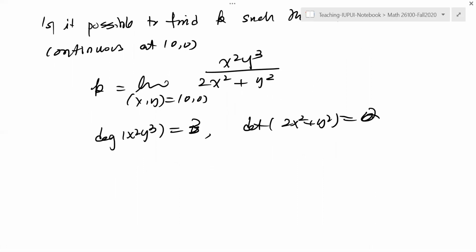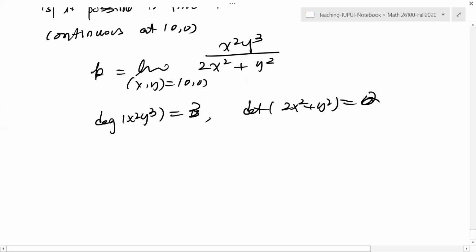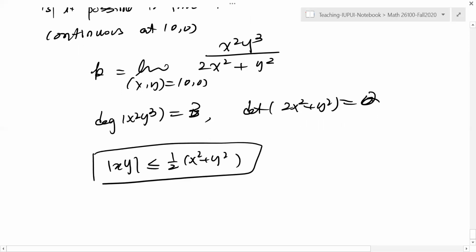So let's take a look at this. I think it's a limit issue. Now it's clear to us that we have to prove the limit exists and that it's going to be 0. Okay, how can I do that? I recall the important formula: absolute value of x is less than or equal to half of x squared plus y squared. We keep using this, okay?